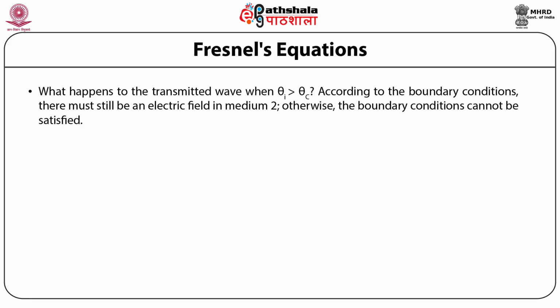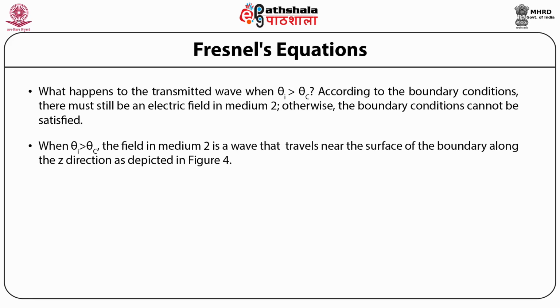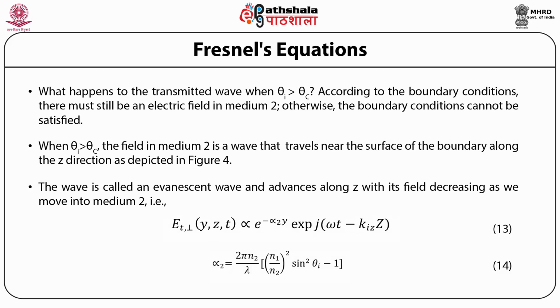Otherwise, the boundary conditions cannot be satisfied. When theta I is greater than theta c, the field in medium 2 is a wave that travels near the surface of the boundary along the z direction as depicted in figure 4. The wave is called an evanescent wave and advances along z with its field decreasing as we move into medium 2, that is, Et perpendicular, which is a function of y, z, t, is proportional to e to the power minus alpha 2 y exponential of j omega t minus k_iz into z, where k_iz is equal to k_i sin theta I.